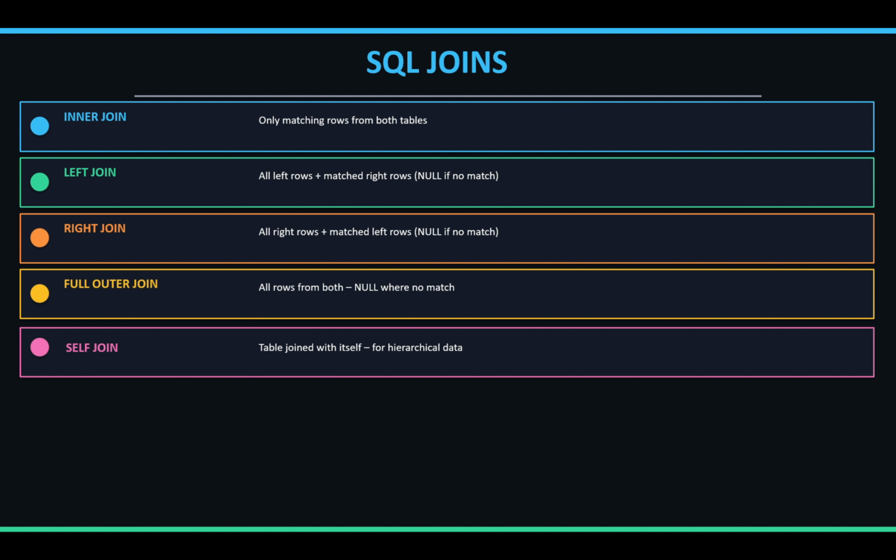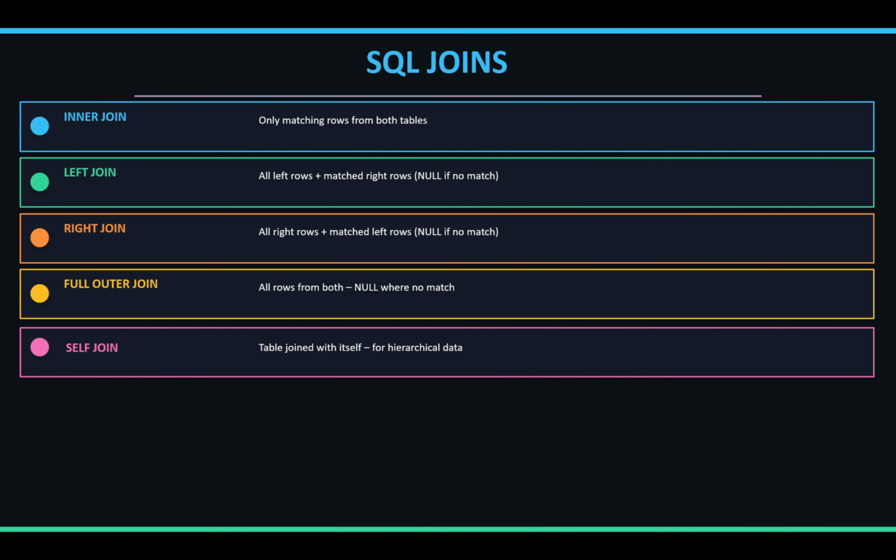And then same thing with the right join, it takes all the data from the right table and matches it with the left table, and if it's not matched, it's going to be marked as null. Full outer join, all the rows from both tables match together. If there's no match, you will see it marked as null.